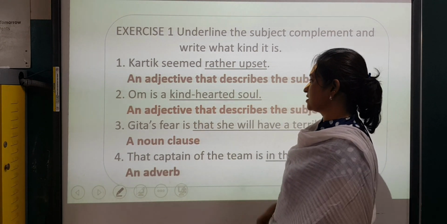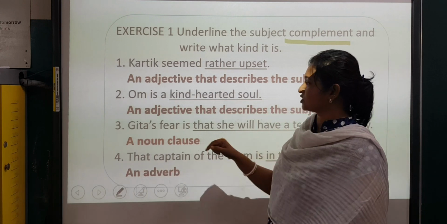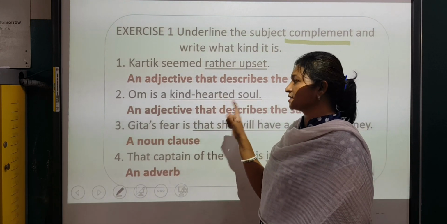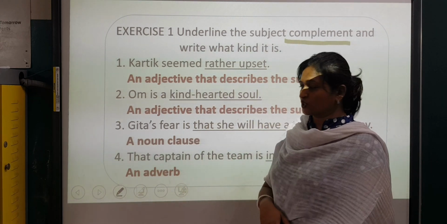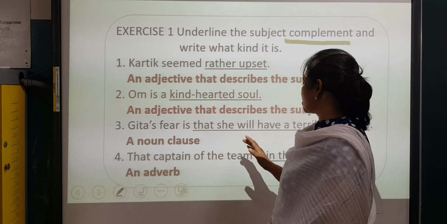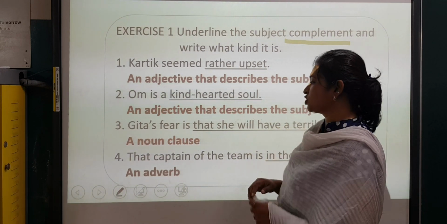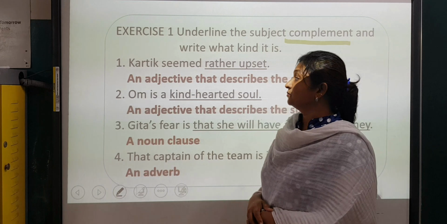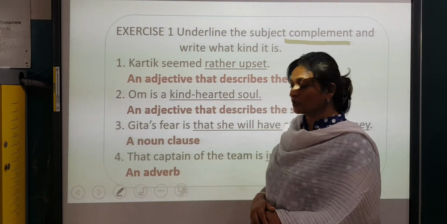Om is a kind-hearted soul. So you will first underline the subject complement as they have asked in the question. So underline "kind-hearted soul," and it's an adjective that describes the subject. Geeta's fear is that she will have a terrible journey. "That she will have a terrible journey" is the complement, and it is actually a noun clause.